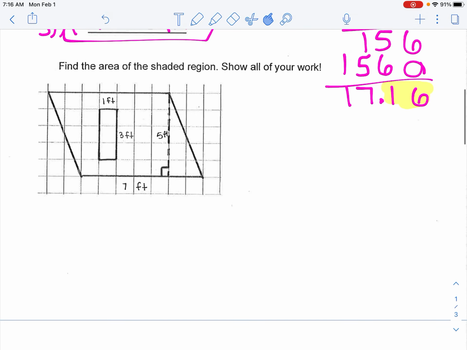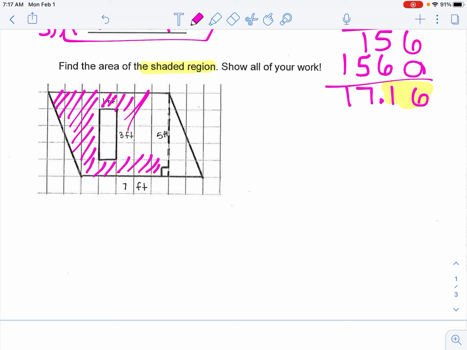Now we're going to start working on a new skill today. Find the area of the shaded region. Well, notice how nothing is shaded. That's because it didn't come out on the copy. So we're going to pretend like all of this is shaded. Find the area of the shaded region.